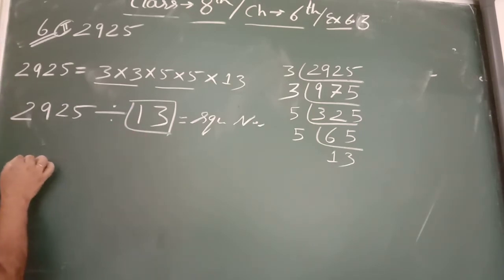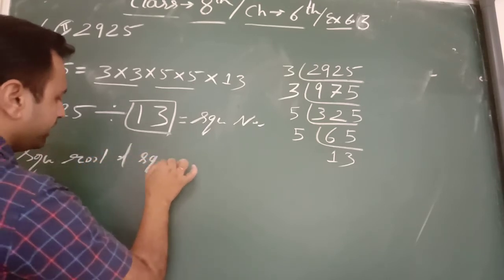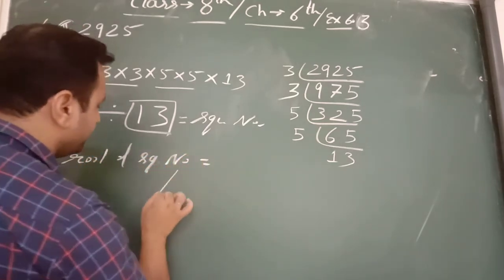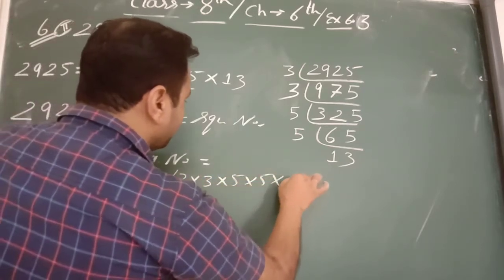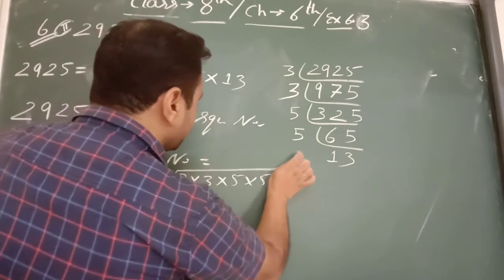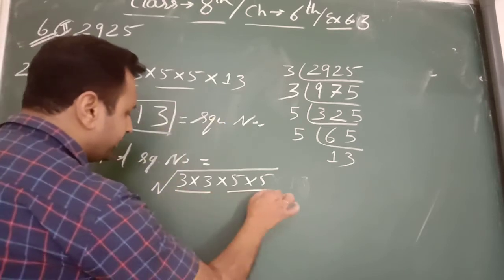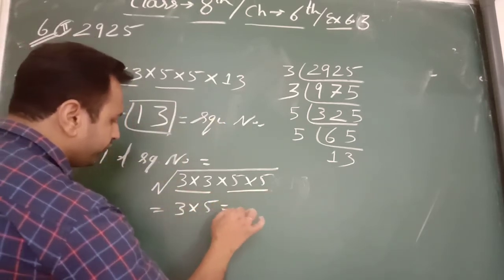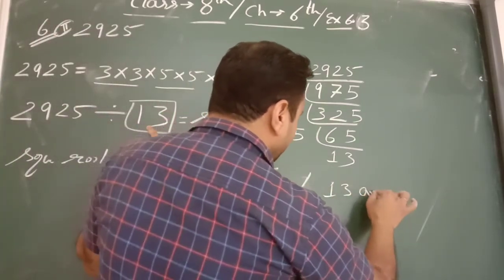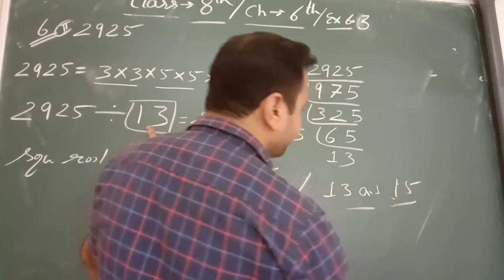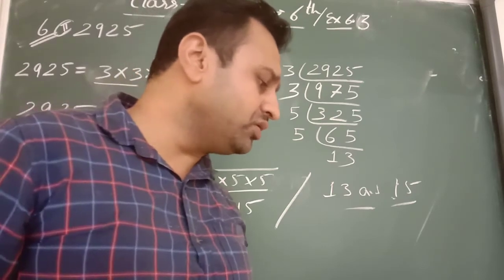Now we have to find the square root of the square number. 3 multiplied by 3 multiplied by 5 multiplied by 5 multiplied by 13. Sorry, 13 is removed because we have divided by 13. Now complete the pairs and the answer is 15. So there are two answers. One answer is 13 and the second answer is 15. I hope you understood. Note it down and do the remaining parts also in homework.